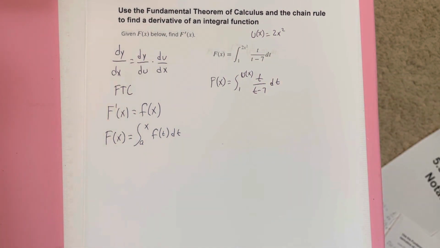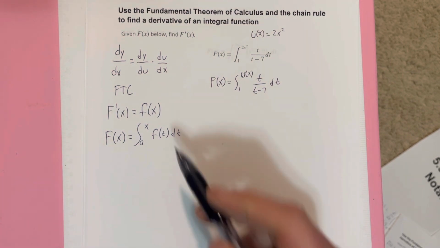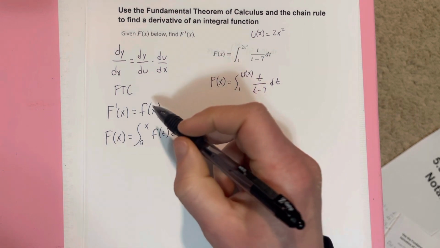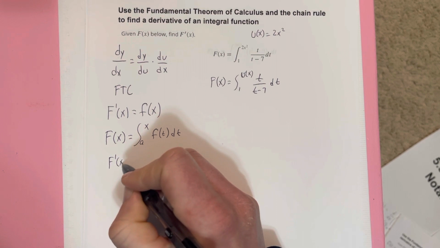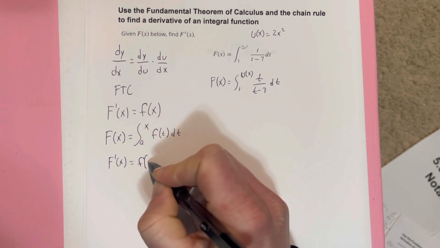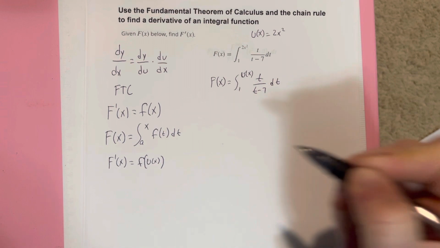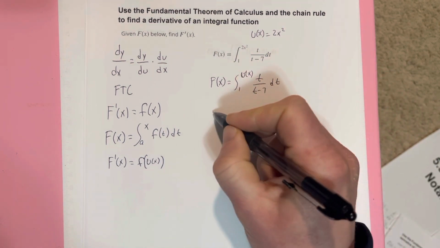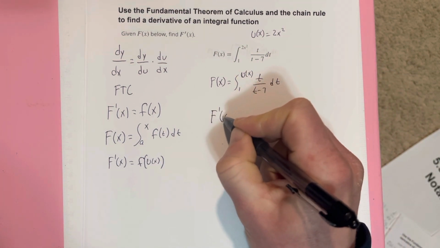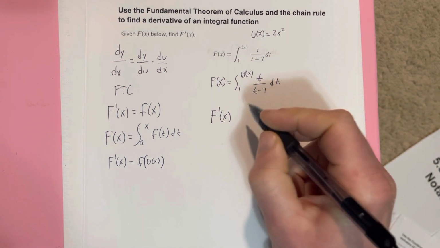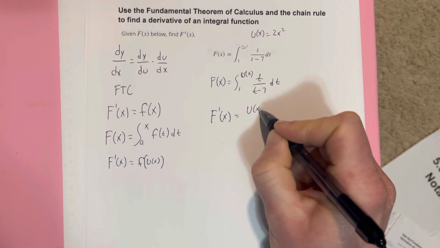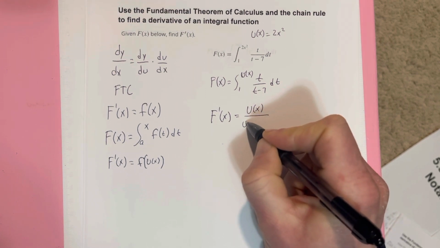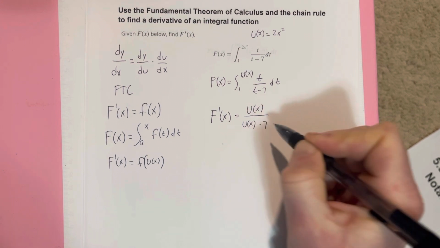Now when we take that derivative, we're just going to replace t with u of x. So we're going to use the same formula here, but instead of this being f of x, we're actually going to end up with F prime of x equal to f of u of x. So when we do that, we end up with F prime of x, and then we'd have u of x over u of x minus 7.